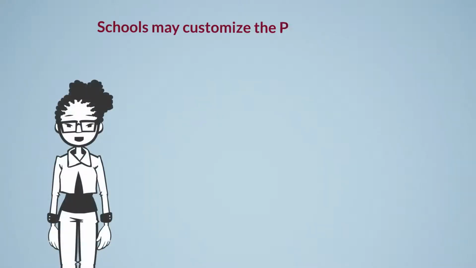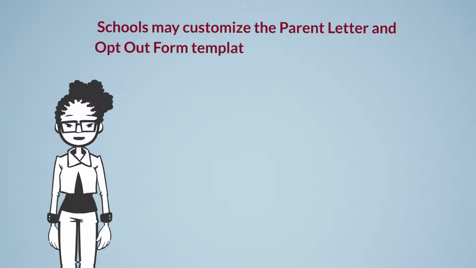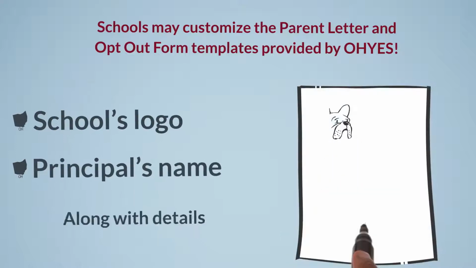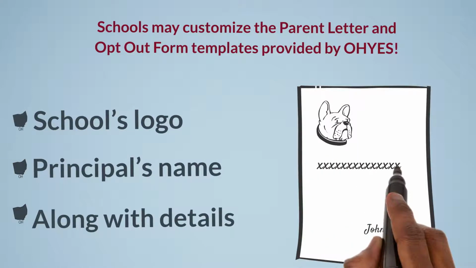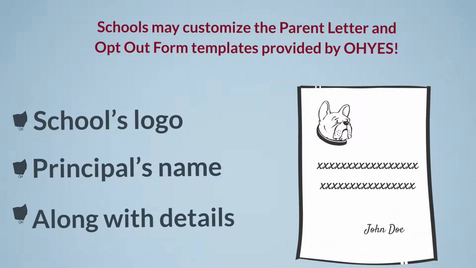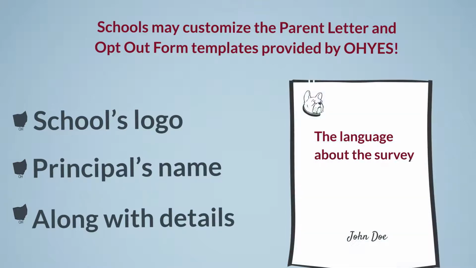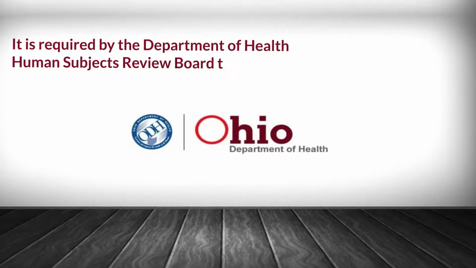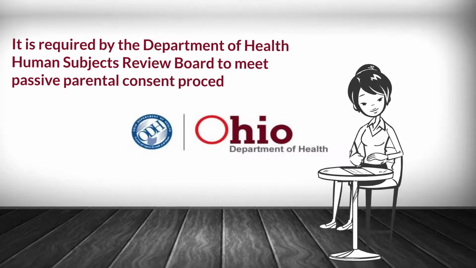Schools may customize the parent letter and opt-out form templates provided by OHYES by adding the school's logo and principal's name along with details about why the school feels the information will be helpful. The language about the survey methodology should not be changed. It is required by the Department of Health Human Subjects Review Board to meet passive parental consent procedures.